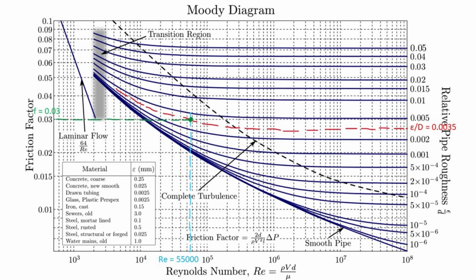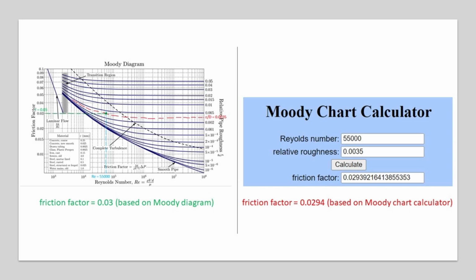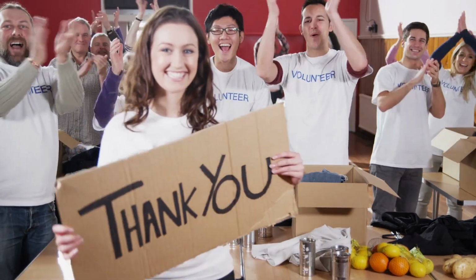The accuracy of estimating the friction factor using a Moody diagram hinges on two factors. 1. The ability to interpolate between relative roughness curves. 2. The precision of the value of the pipe's absolute roughness. Careful use of the Moody diagram or a Moody diagram calculator can minimize interpolation errors. However, an erroneous absolute roughness value can lead to inaccuracies in both numerical and graphical approaches for determining the friction factor.